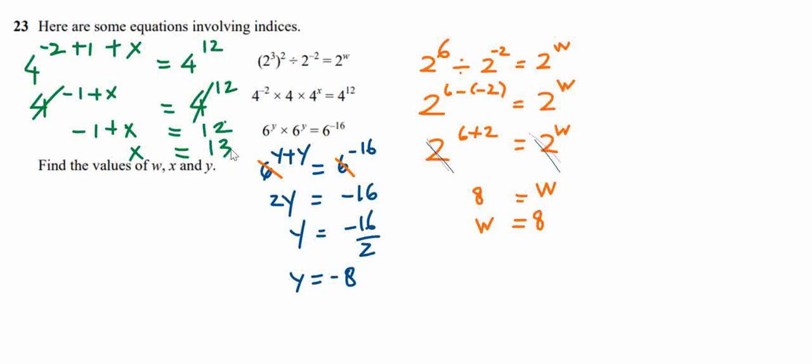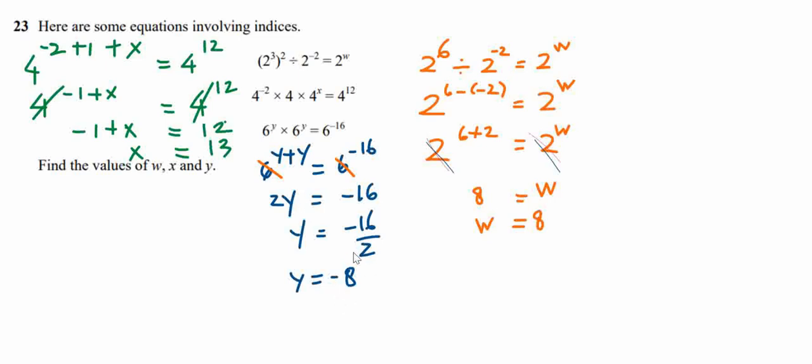Next we have the last one, 6 to the power of y times 6 to the power of y equals 6 to the power of negative 16. The same thing applies for multiplication: we add the indices. So y plus y becomes 2y equals negative 16. The same base number we can cancel out. Now we have 2y equals negative 16, and y equals negative 8.